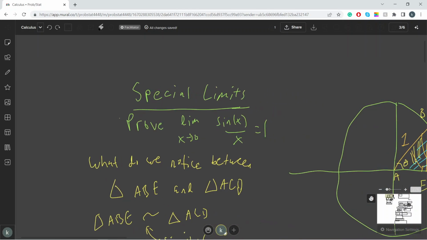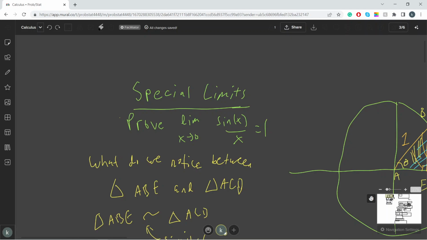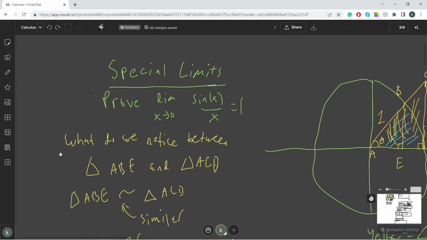And now that we have had this special limit established, we can go through some quick examples in the next video with the special limit in action.